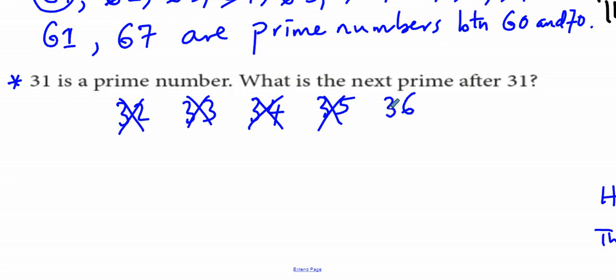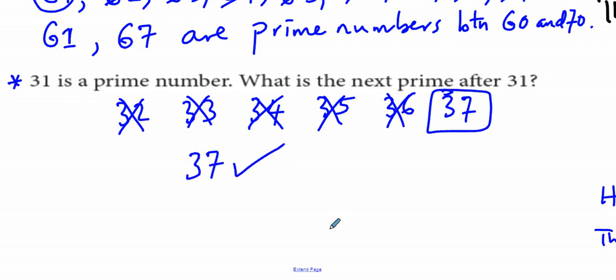36, is this 36 a prime number? No. 37, yes. So the prime number after 31 is 37. So far so good. 31 is a prime number. What is the next prime number after 31? That is 37.